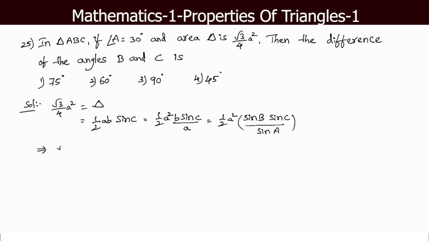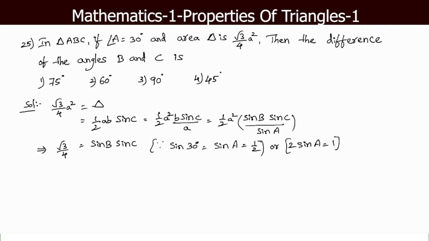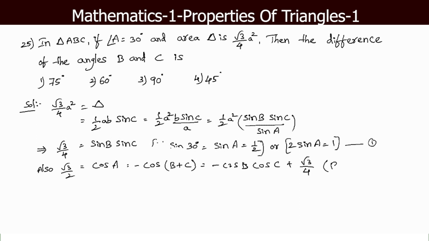So, therefore, what you will get is root 3 by 4, a square will cancel. So, root 3 by 4 is equal to sin b sin c, since sin 30 is sin a is equal to half, or 2 sin a is equal to 1. So, root 3 by 2 is equal to cos a, which is minus of cos(b plus c), which is minus cos b cos c plus sin b sin c. Root 3 by 4 plus cos b cos c is equal to minus root 3 by 4.